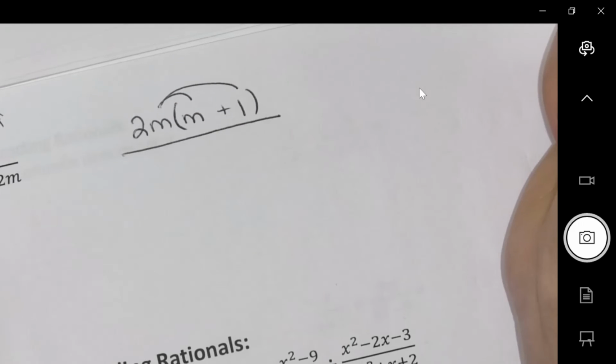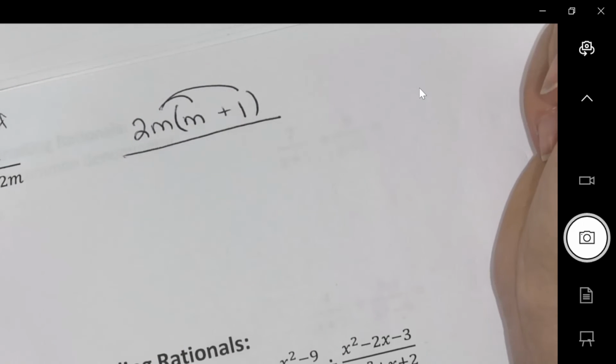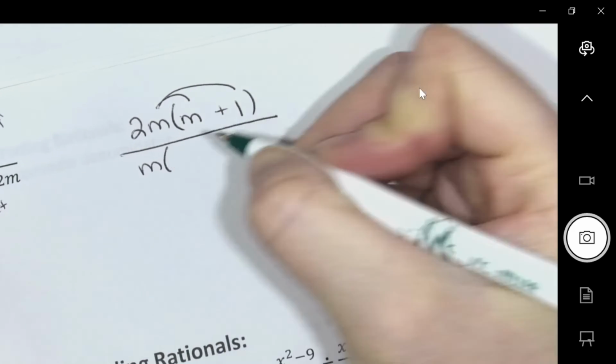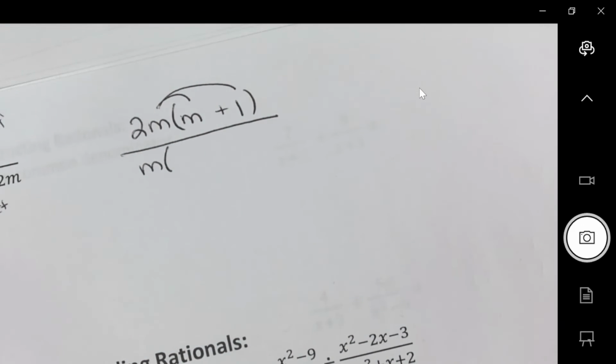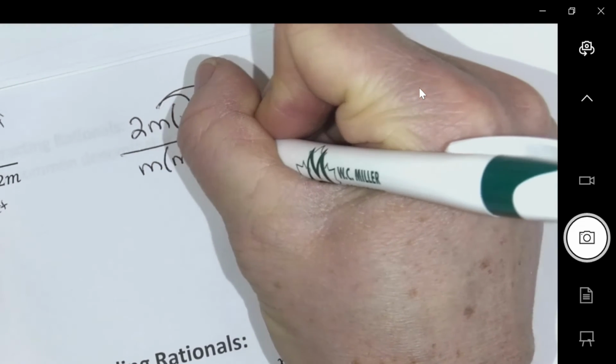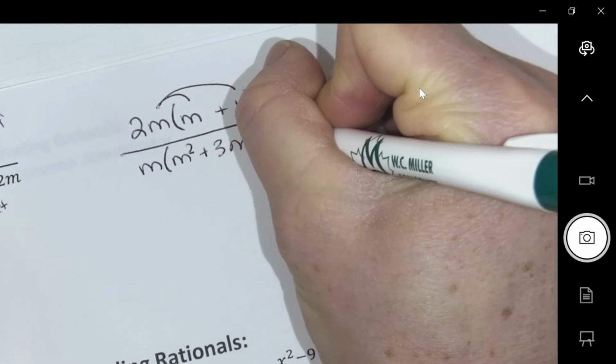Okay, what are we thinking on the bottom as a style? Just M would be good. So a GCF, an M. So I'm left with an M squared, a 3M, and a plus 2.